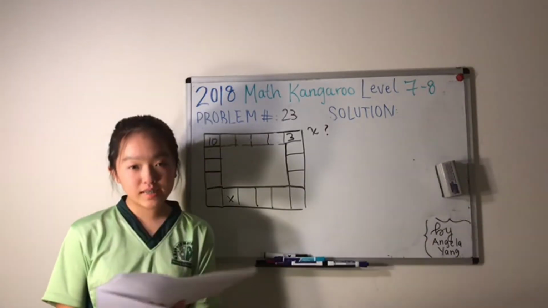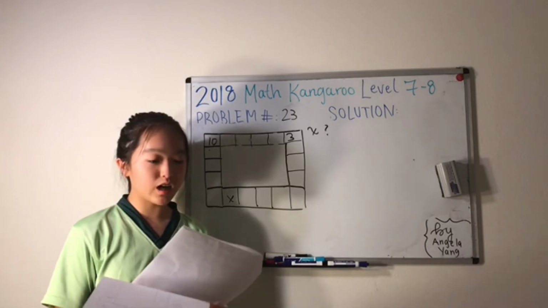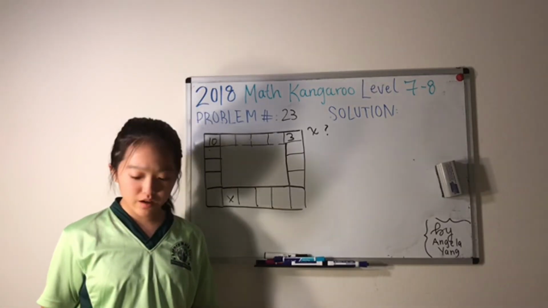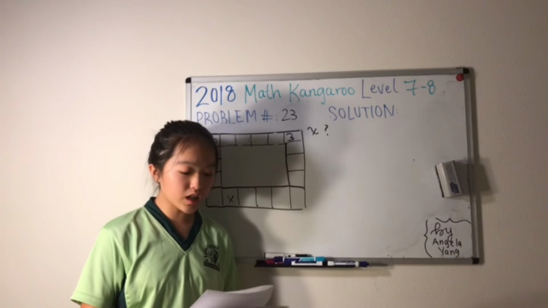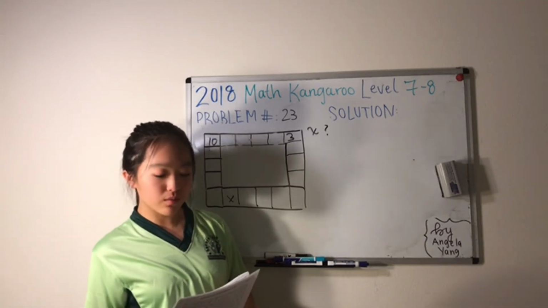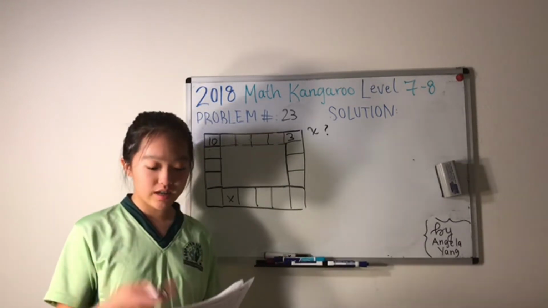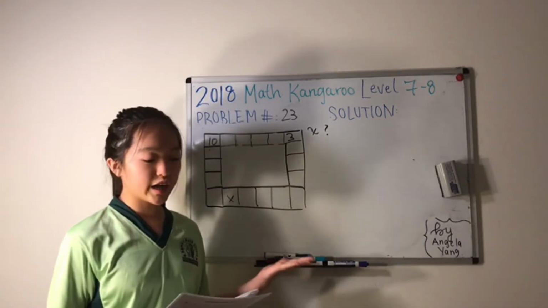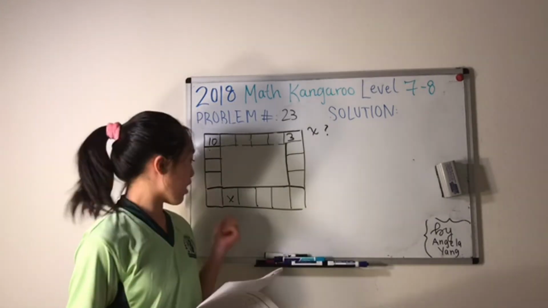Problem number 23 says, Ria wants to write a number in every cell on the border of a 6x5 table. In each cell, the number she writes is equal to the sum of the two numbers in the cells with which this cell shares an edge. Two of the numbers are given in the diagram. What number will she write in the cell marked X?